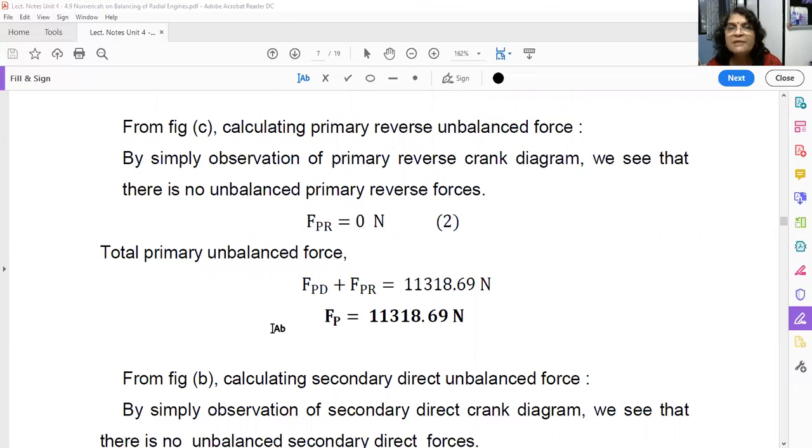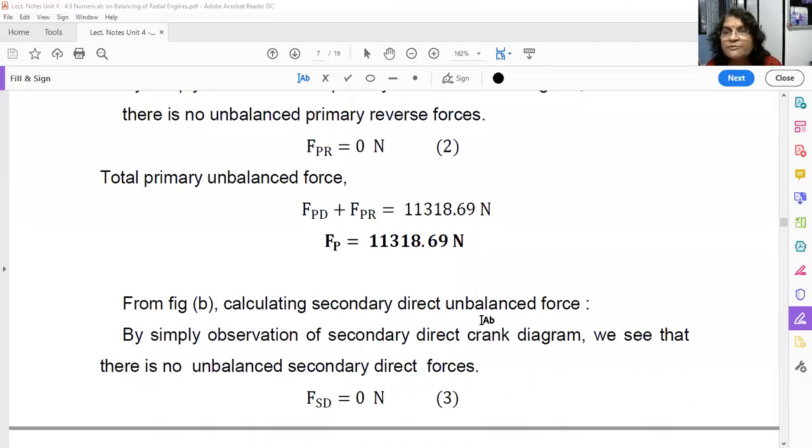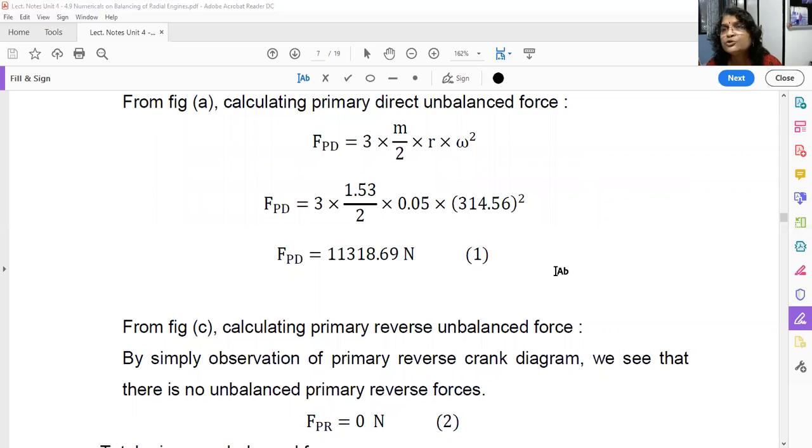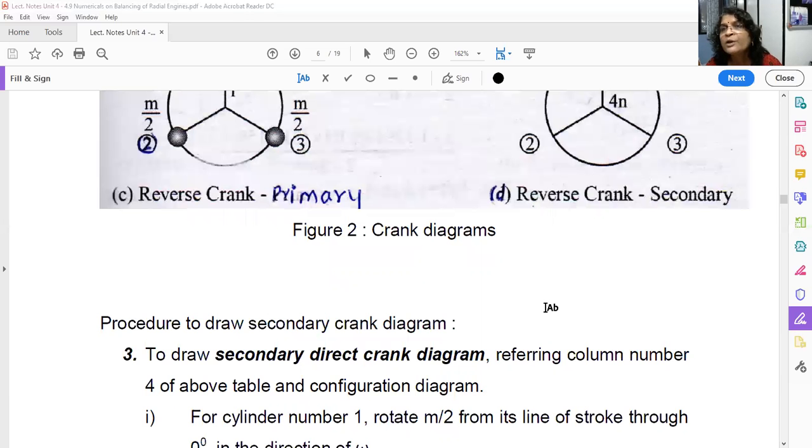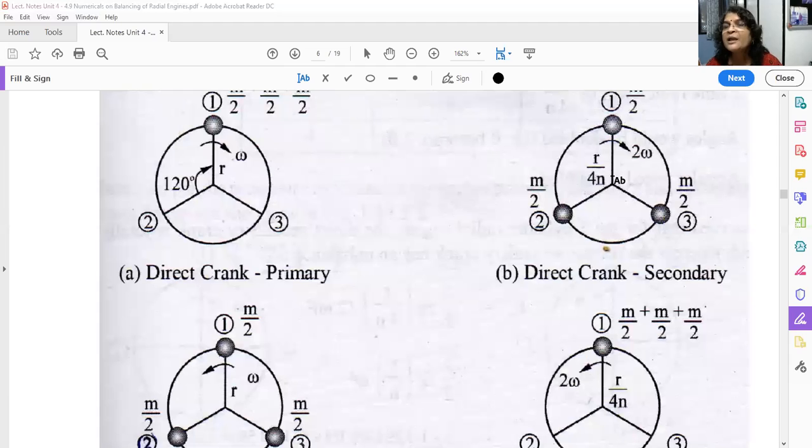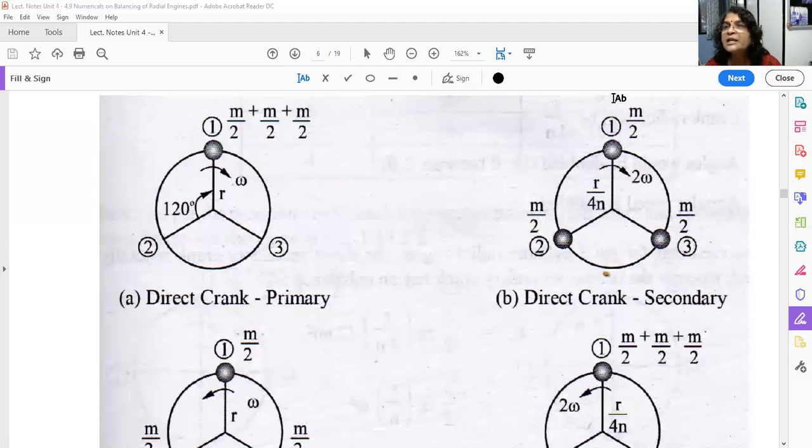Okay. Similarly, we find out the secondary unbalanced force based on these two diagrams. See here. Now let us study this diagram. Again, what has happened here? See, this centrifugal force, which is in the upward direction, will be balanced by this sine component plus this sine component. It will be balanced. The horizontal component of cylinder number 2 will be balanced by this horizontal component. That means there is a zero unbalanced direct secondary force.